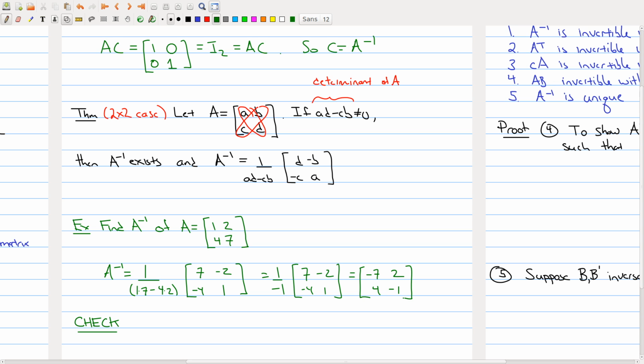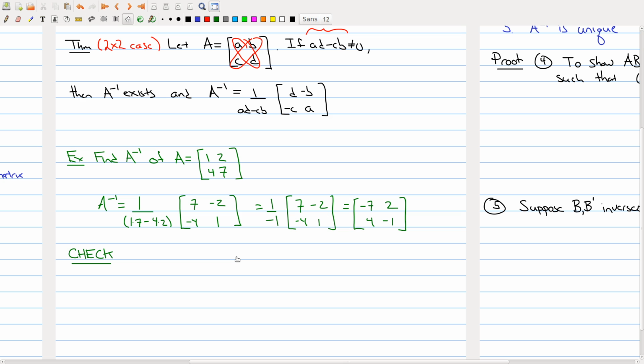Now the nice thing about looking for the inverse of a matrix is that you always have a way to check your answer. To see why, what we're claiming is we found a matrix such that when I multiply by the original matrix, I should get the identity. So you can always just check your answer by multiplying back out. If I take my matrix [1, 2; 4, 7] and multiply it with my proposed answer, what I should get is the identity matrix of size 2.